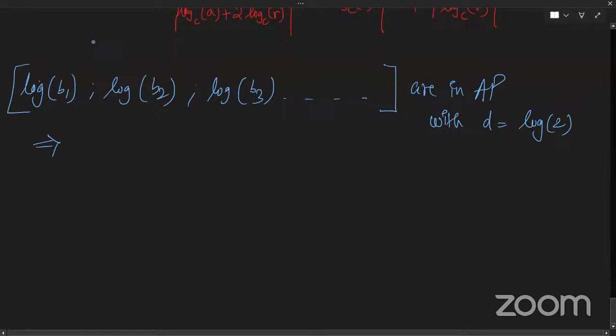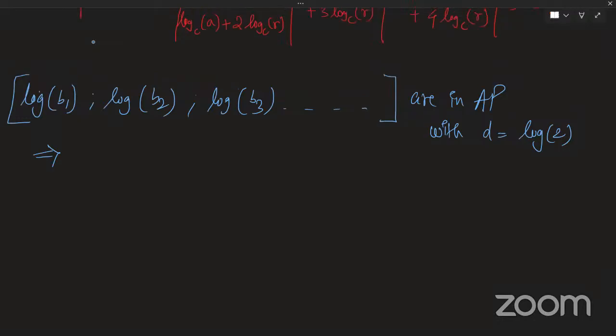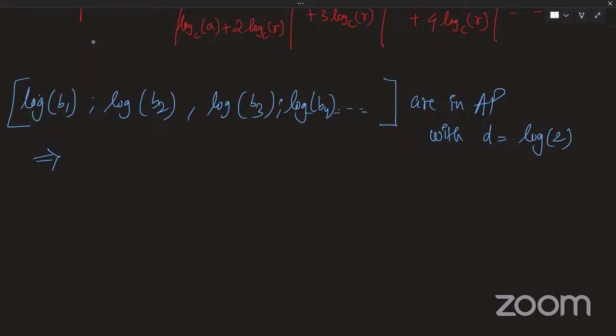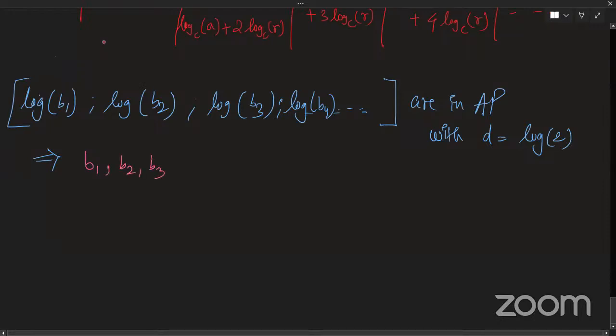Do you have a doubt? Sir, once again, can you explain the question? Okay, see, log of B1, log of B2, log of B3, log of B4, like that, I have many numbers. They are in AP and their common difference is log of 2. So can you tell me what you infer from this information that I have given to you? B1, B2, B3, they are in GP, right? Yes, sir.